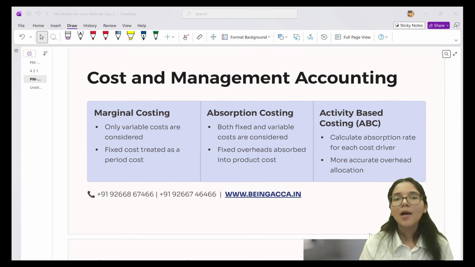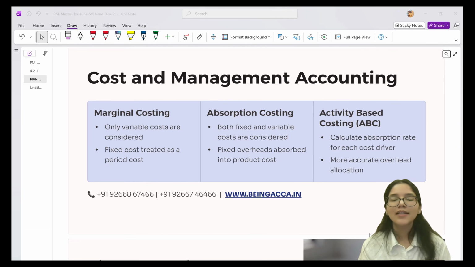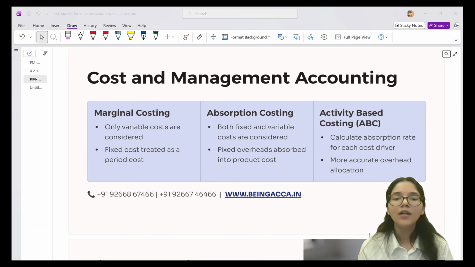Then we have absorption costing. Like the name itself tells you, absorption means absorbing. When you absorb something, you absorb everything. So all costs are taken care of. Both fixed as well as variable costs are considered. Whatever fixed costs are there, they are built into the per unit cost of the product. Absolutely right, Janani. Then we have another method that we have learned, which is activity-based costing.